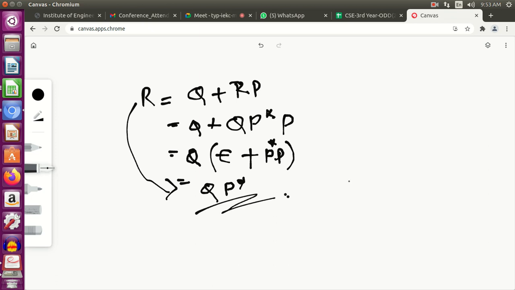Now we need to prove the second portion also, that this is the unique solution. So for that, again, let me rub this part.